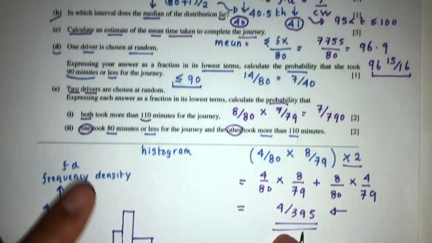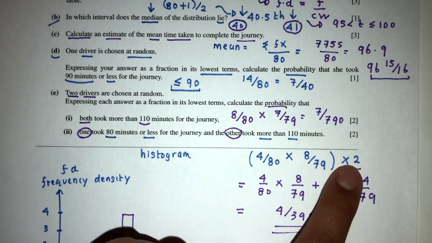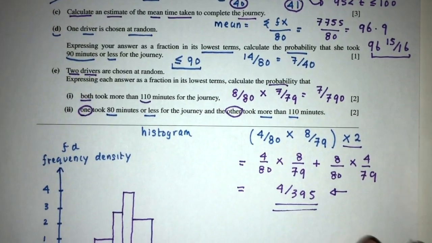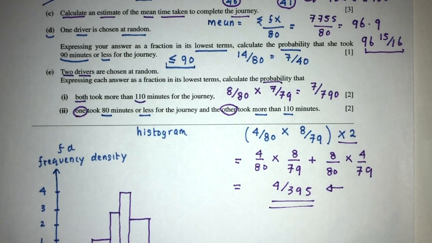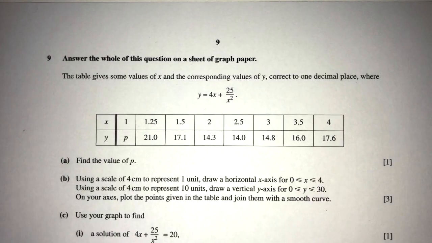Again, whenever you see one or the other, don't forget to multiply by 2 for your final answer. This will be your question number 8. Let's move on to question number 9.